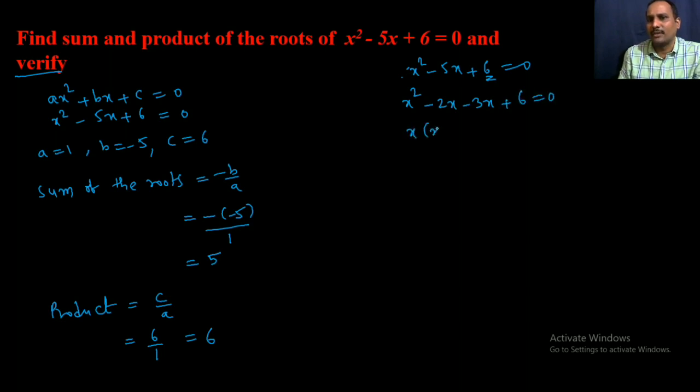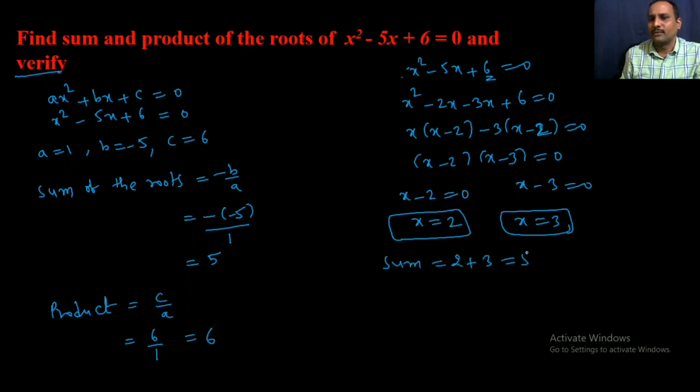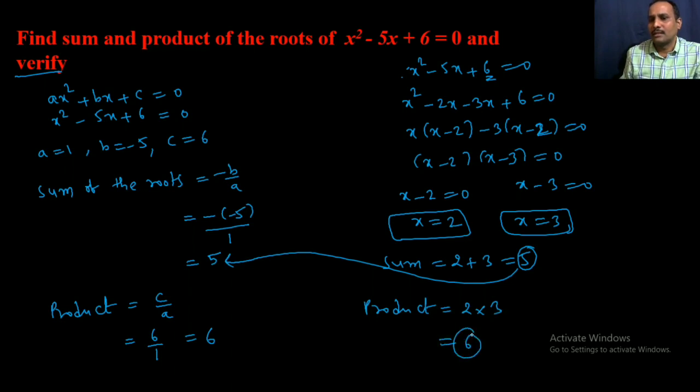If you take x common, x minus 2, and minus 3 common, x minus 2 equal to 0. So x minus 2 into x minus 3 equal to 0. If you take x minus 2 equal to 0, you get x equal to 2, and x minus 3 equal to 0, x is equal to 3. Now what is the sum of 2 plus 3? That is 5. So you got it the same. And what is the product? That is 2 into 3, 6. So it is also correct. So the answer is correct.